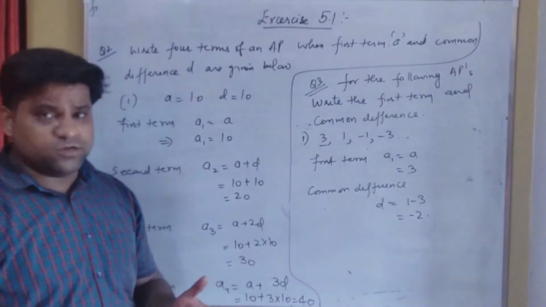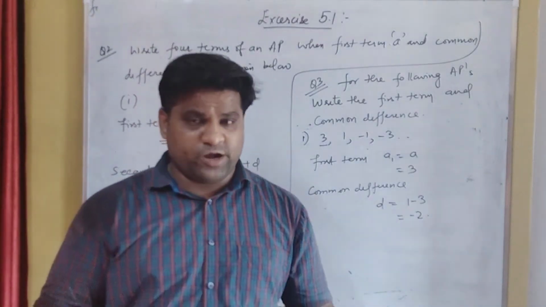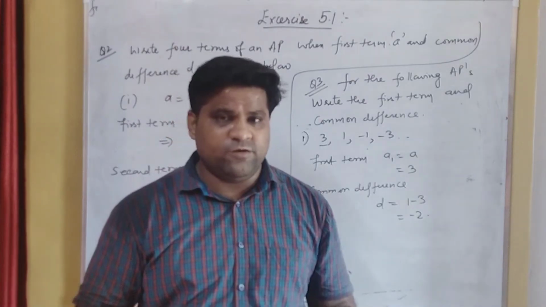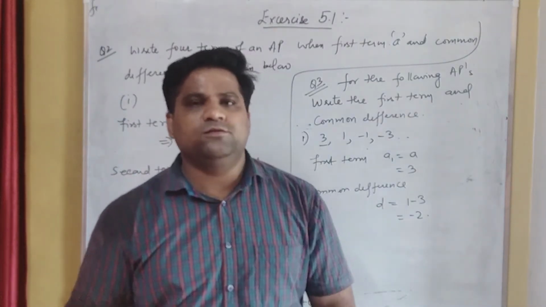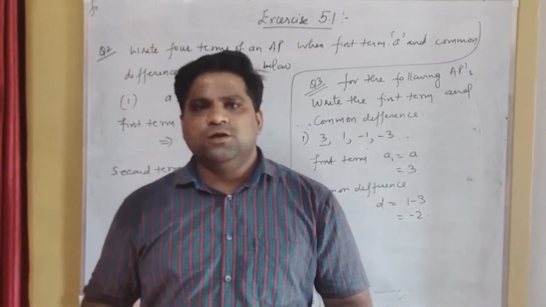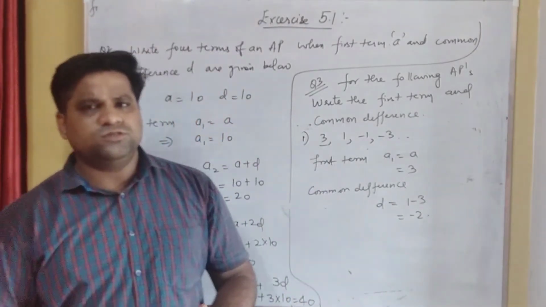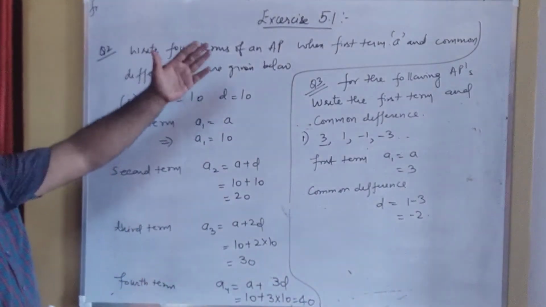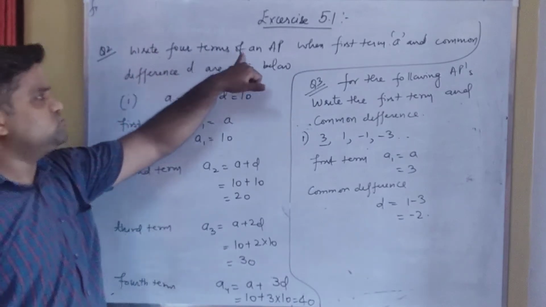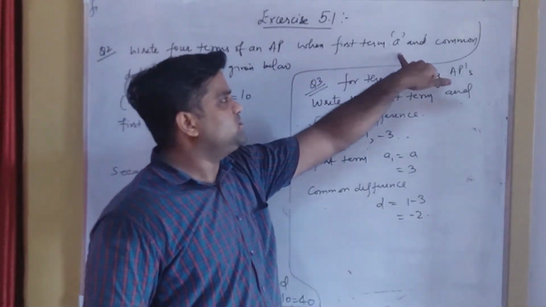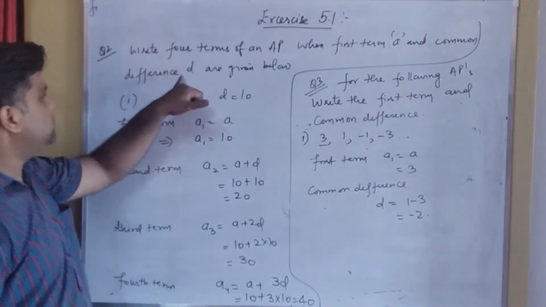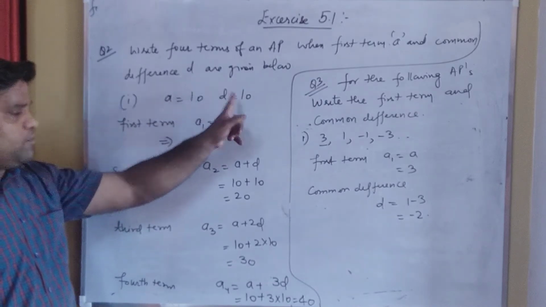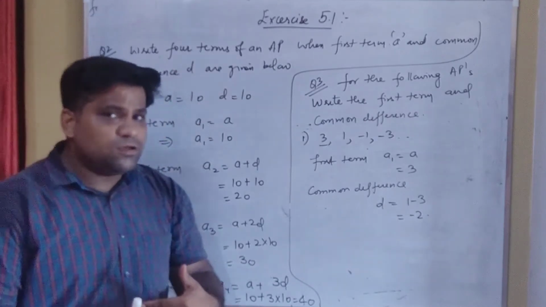So we have studied what a sequence is, what progression is, what the types of progression are, and what arithmetic progression is, and we have studied one real life example of how we can apply the arithmetic progression in our real life. So let us come to some questions for a better understanding of the concept. Let us come to exercise 5.1, question 2. Write 4 terms of an AP when the first term a and common difference d are given below. In this question, the first term is given and the common difference is given. We have to write the 4 terms.